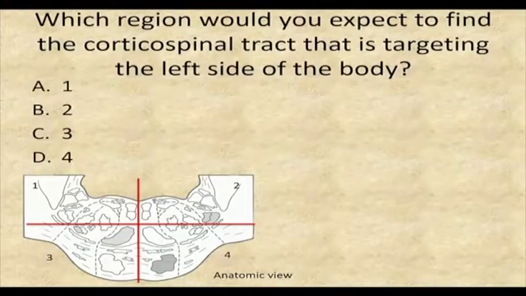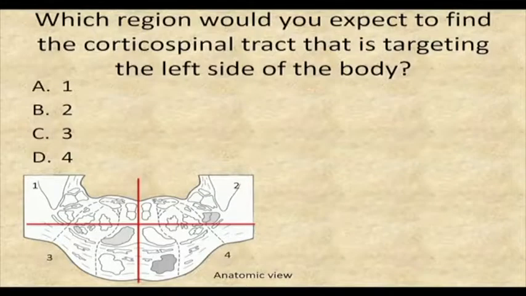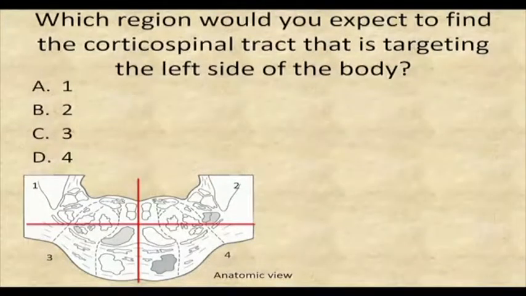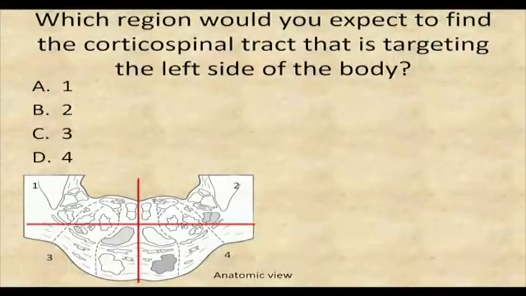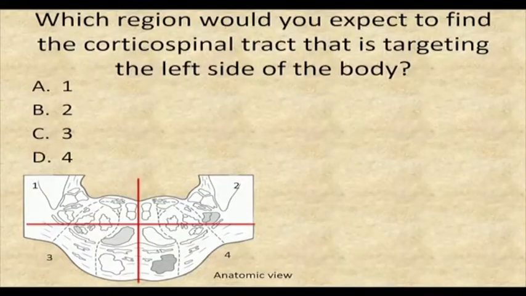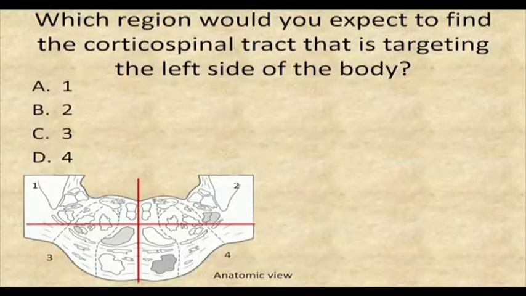Okay, so here's a question for you. In which region would you expect to find the corticospinal tract that is targeting the left side of the body? So here you have to think about, what does anatomic view mean? What does anatomic view mean to you? It means that they're on their belly. Okay, that's right, the ventral side is down.